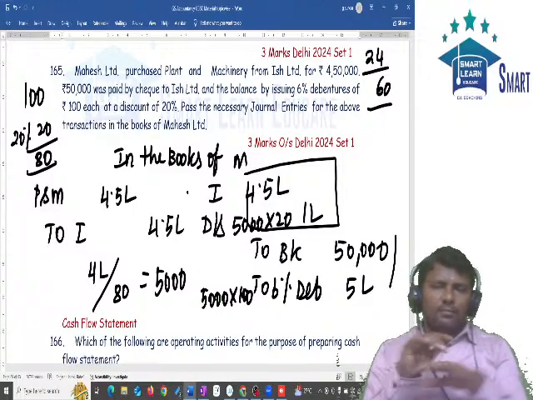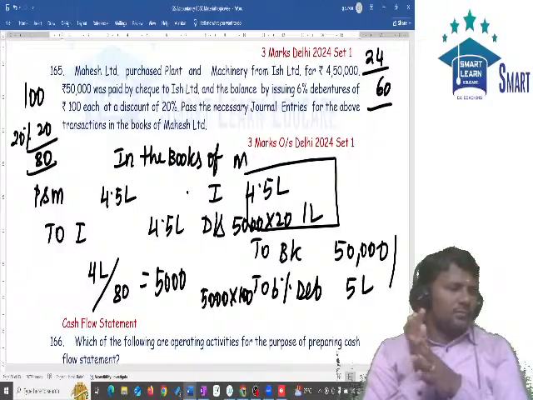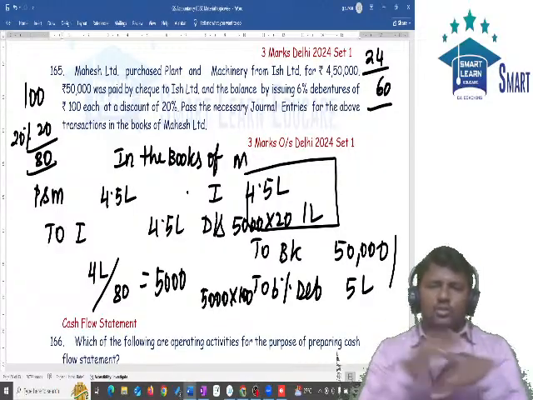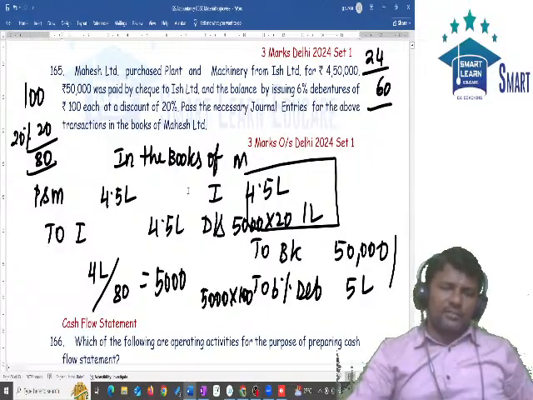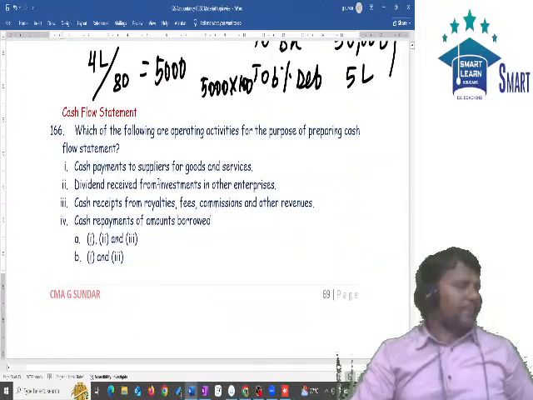So with this we have completed the issue of debentures part. Okay, with this company accounts also comes to an end. So in the next class we will be starting with cash flow statement.